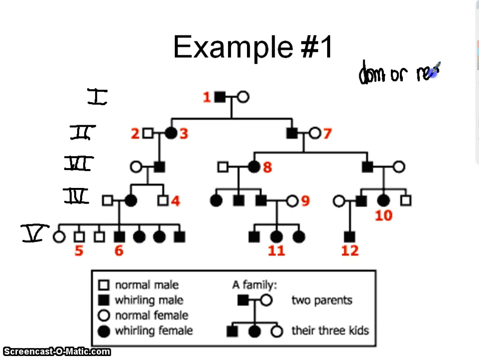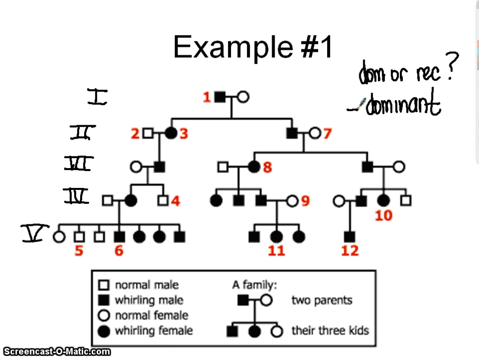Dominant or recessive? So anybody tell me what you think? What trait? The trait of whirling. Dominant. Do we see any case where no parent shows it and a child shows up with it? No. So we can conclude that this is a dominant trait. How can you conclude it? Because it doesn't skip generations. Okay. If it was recessive, you would see like no parent has it and then a child appears with it.